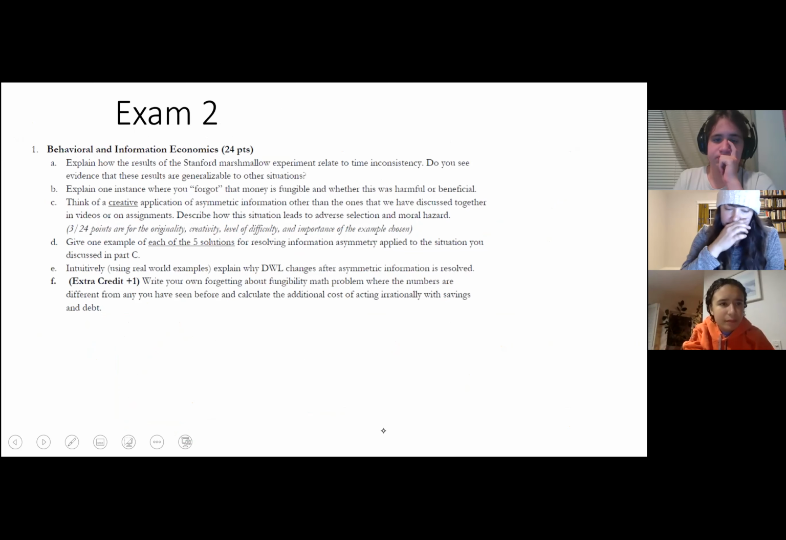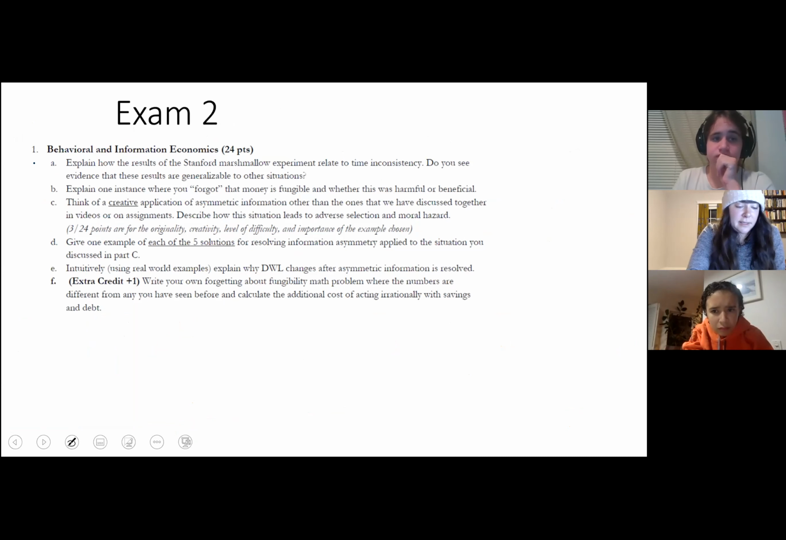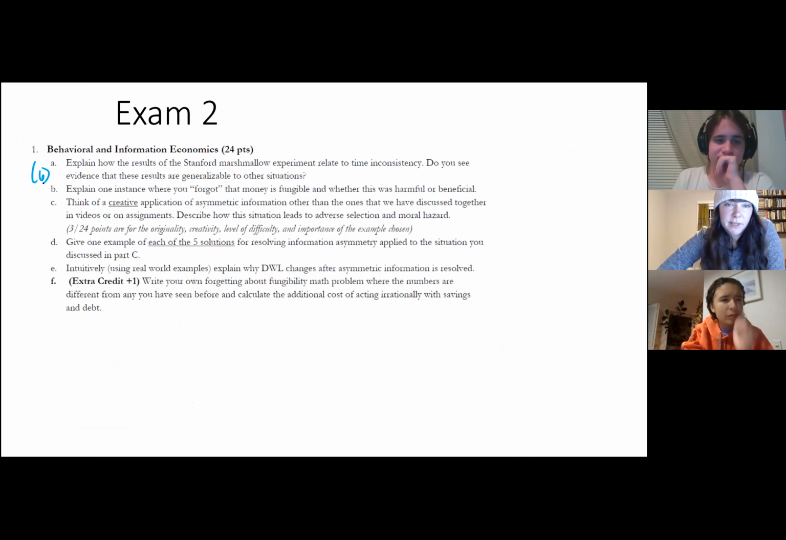Okay, so this is exam 2, more fresh in our brains, right? For this one, behavioral and information economics. There were not 2 versions of this exam. I got lazy. Doesn't mean there won't be 2 versions of the final. Explain how the results of the Stanford marshmallow experiment relate to time inconsistency was 6 points.